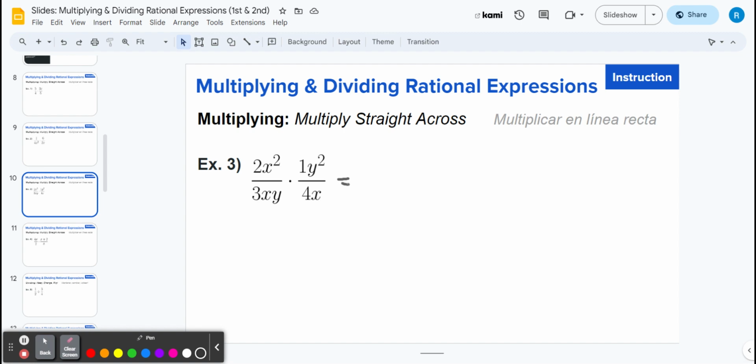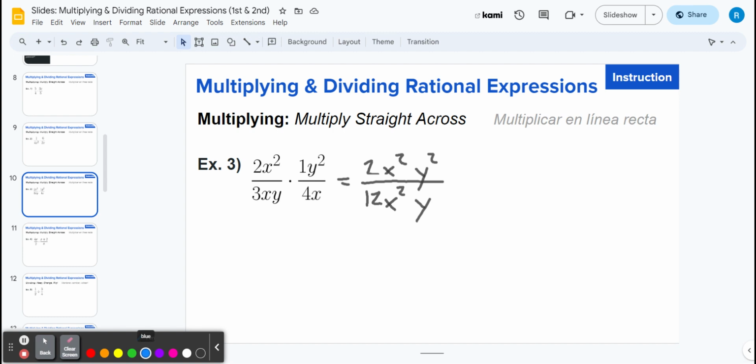So we get 2 times 1 is just 2 up top. The x squared, there's no other x squared to multiply. The y squared, there's no other y to multiply, so we just leave that alone. On the bottom, we get 3 times 4, so that's 12 on bottom. We get x times x, which is x squared, and we get y on the bottom.